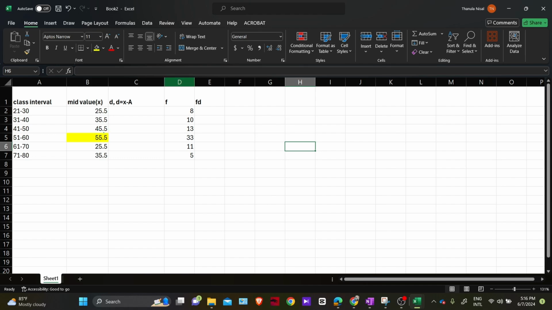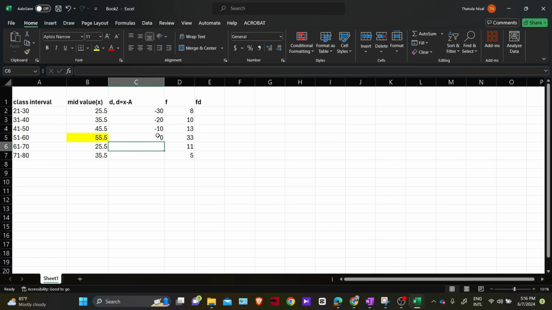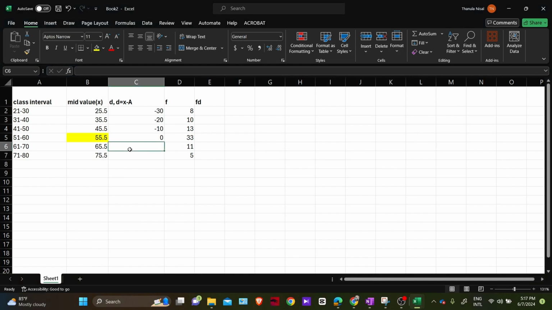So compare 45.5 with 55.5. This part is 10 units less than 55.5. Usually we name that one as negative 10. So same way, it's negative 20, it's negative 30, right? Here the deviation is 0, right? 55.5 minus 55.5, 0. Now look at the other deviation values. It's plus 10, it's 20, right?